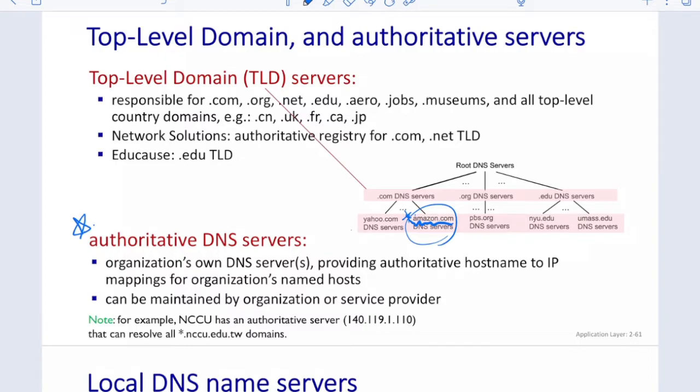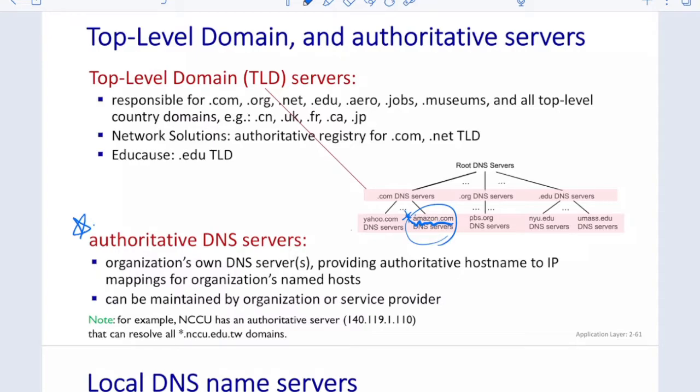And again, at the end of this hierarchy, there will be an authoritative name server. Usually those authoritative name servers are built by the organization, by the university, by the ISP, because they are the leaf of this hierarchy, providing authoritative hostname to IP mappings for the organization's named hosts. Usually they are maintained by the organization, but they can also be maintained by the internet service provider.